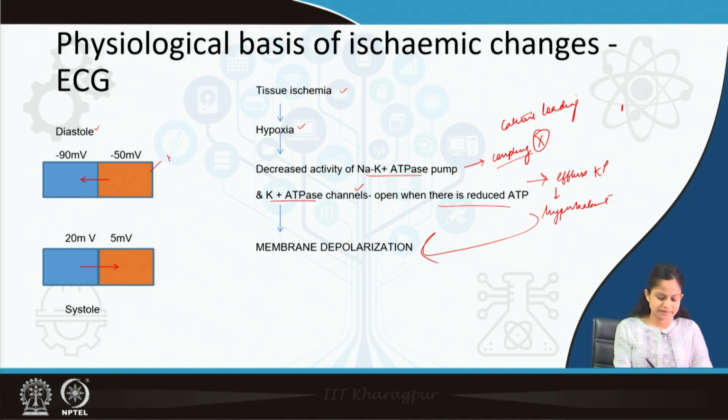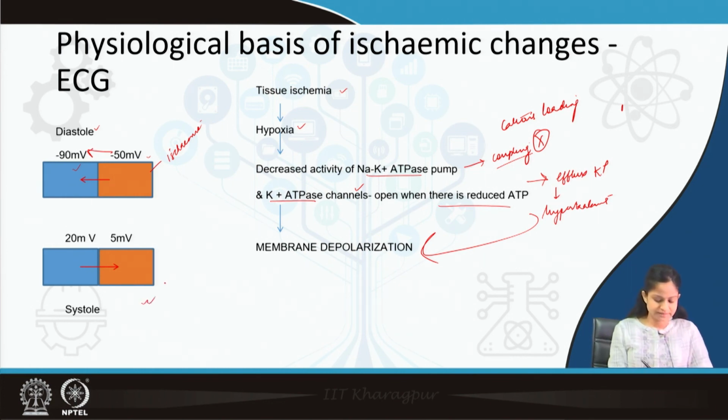This is the ischemic cell and this is the normal cell. Usually we see minus 90 millivolts throughout the cell, electronegativity, but in case of ischemic cells it will have a reduced membrane potential, the potential will be towards depolarization. So, that is why the extracellular depolarization vector will be from the ischemic to the normal cell.